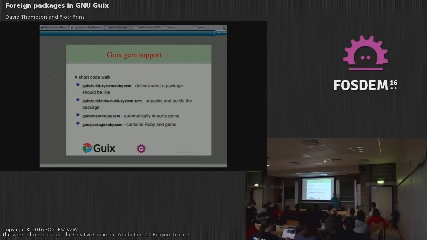So if you put a value in your package definition which doesn't belong there, you will get an error. The different build systems have different definitions. Then you have guix/build/ruby-build-system.scm, and that actually does the unpacking and building of the gem in this case. So it fetches a gem, unpacks it, and installs it.